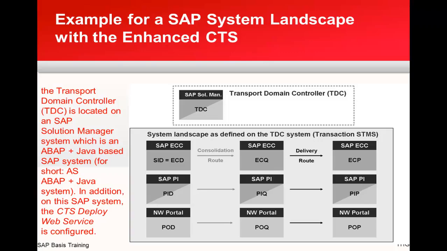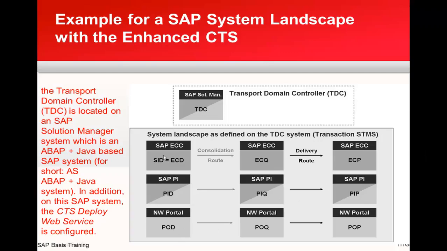Okay, so here is an example of CTS. You have a transport domain controller with the SID TDC, which you can have in Solution Manager, which is basically an ABAP plus Java based SAP system. In addition, on this SAP system the CTS deploy web service is configured. So you can see this is a landscape for the ECC system. Then you have the PI system landscape.